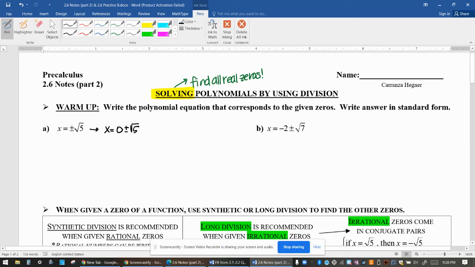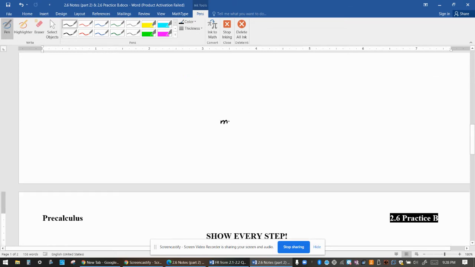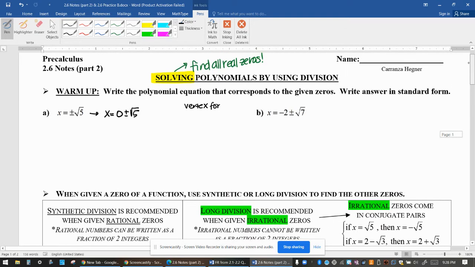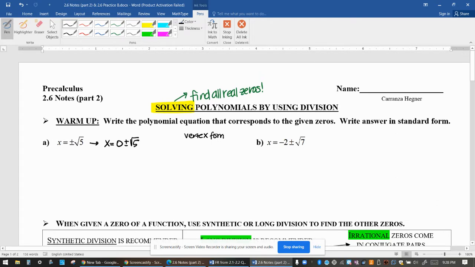Now, this definitely used to be in vertex form. Anytime you see a zero that's got a rational and irrational part, where you have a regular number and then one in a root that's imperfect, that means it used to be written in vertex form. So have your vertex form set up.